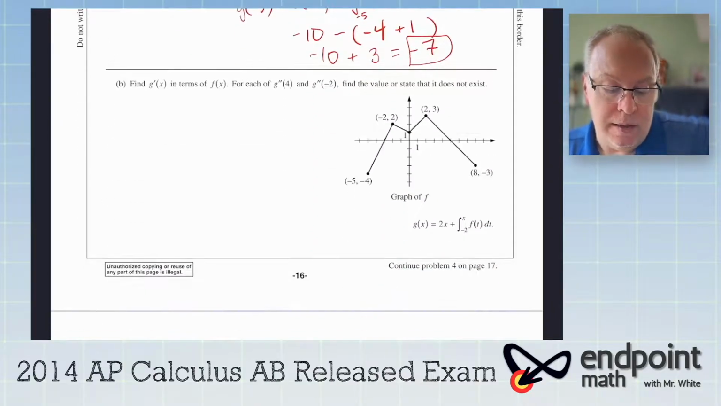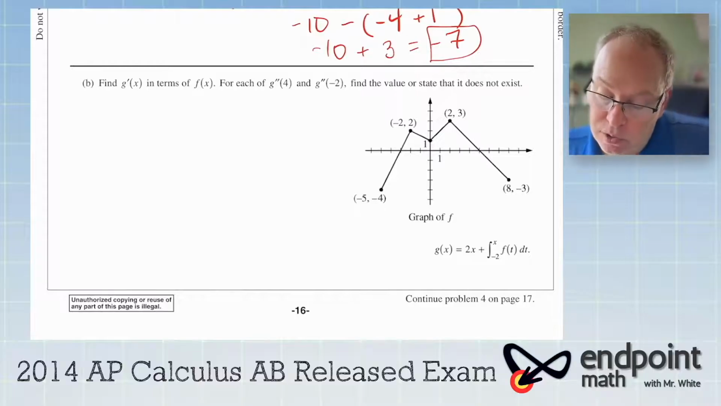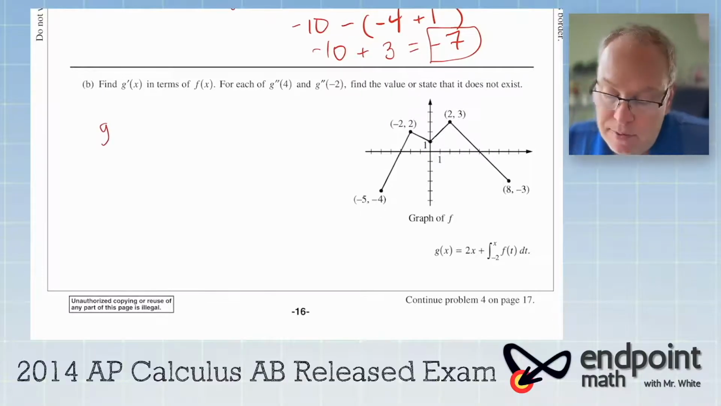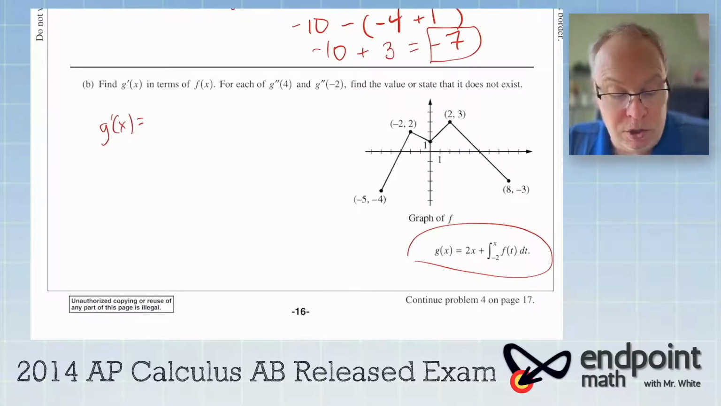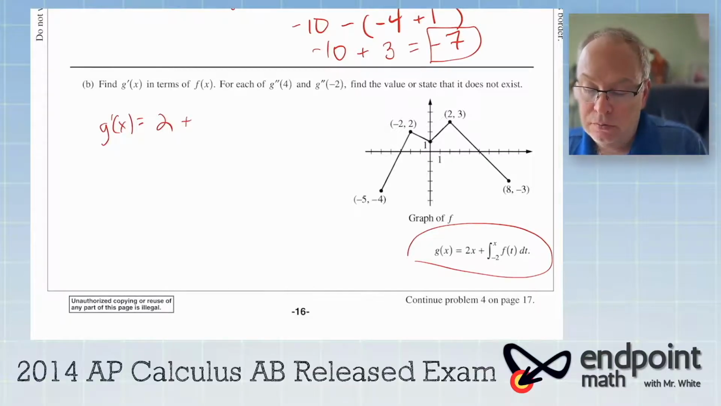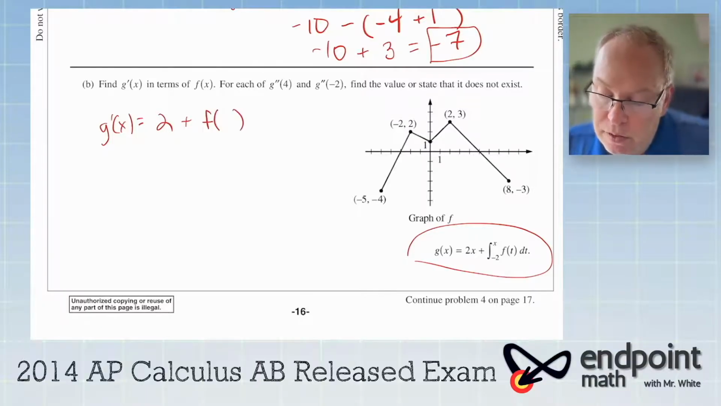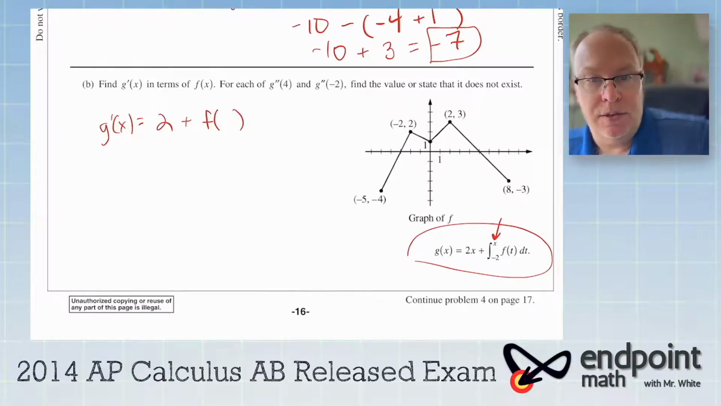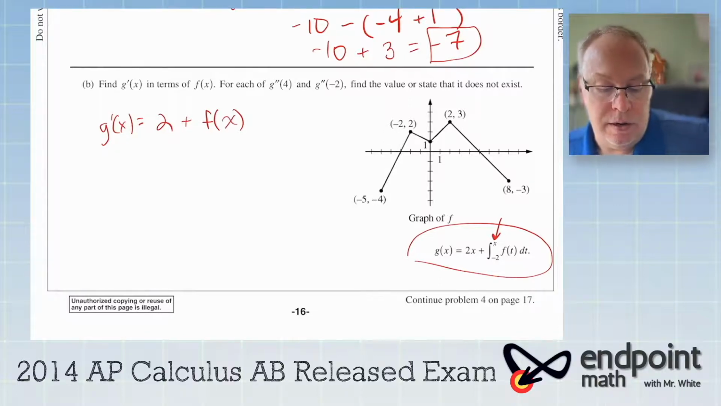All right, moving on. Find the derivative in terms of f. So let's do that first. G prime, I've got it written down here for you again. G prime of x would be 2 plus, now remember the derivative of an integral is just the original function with the upper bound plugged in, and then sometimes you had to multiply by a chain, but we don't have a chain here. So that is the problem right there.